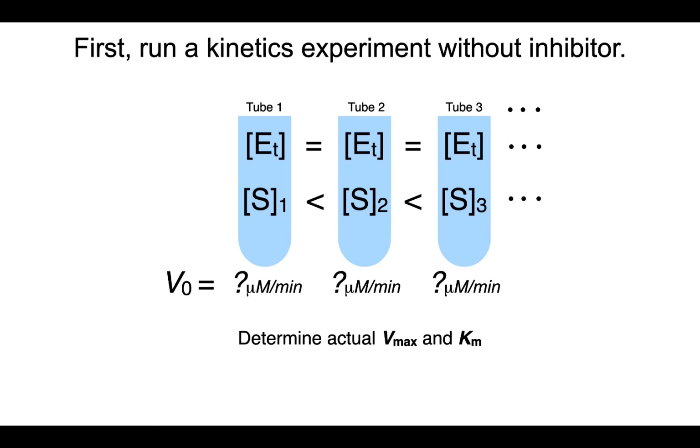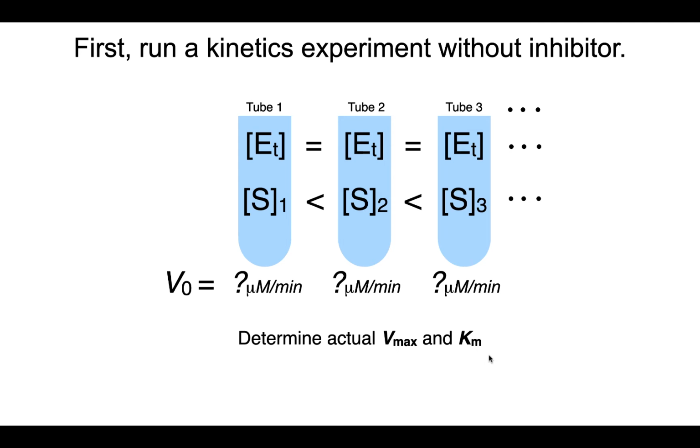So first, let's say we have an enzyme inhibitor and we want to know what type of inhibitor it is. There are going to be three different types that we're going to be looking for. And the way that you do this is you run two enzyme kinetics experiments. First, you run one without the inhibitor to see what the actual Vmax and the actual Km of the enzyme are without the inhibitor.